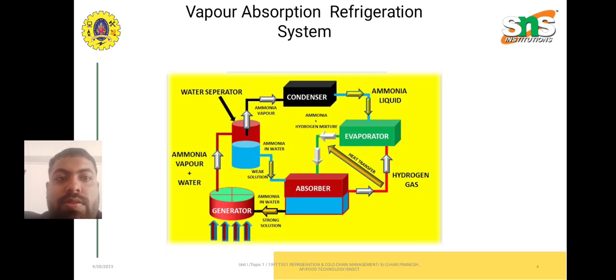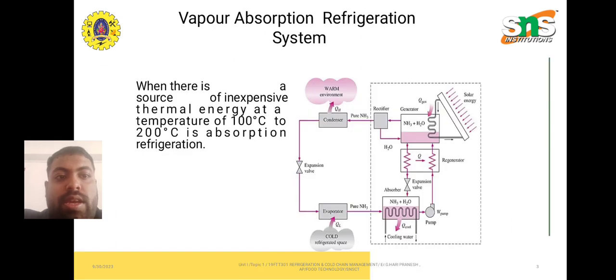This is the diagram of the vapor absorption refrigeration system. Well, as in the previous system, we can see the refrigerant, for example, ammonia mixture. It starts from the absorber, then pump, then regenerator, then generator, then rectifier, condenser, expansion, and then it reaches the evaporator to produce a cooling effect.